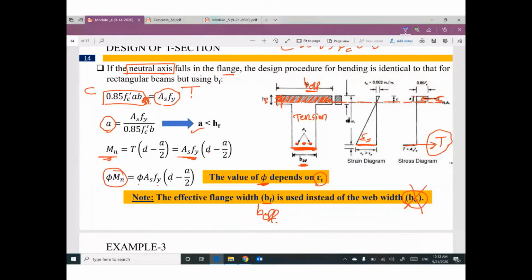If the neutral axis within the flange thickness. So we have capital C, and this value is B effective. We have capital T. Both of them are equal. So I can figure out the depth of neutral axis or depth of stress, and be sure that this depth A is smaller than the thickness of the slab. That means I assumed the correct position of neutral axis within the flange. Then your nominal moment and the design moment can be done. And we solved one example.